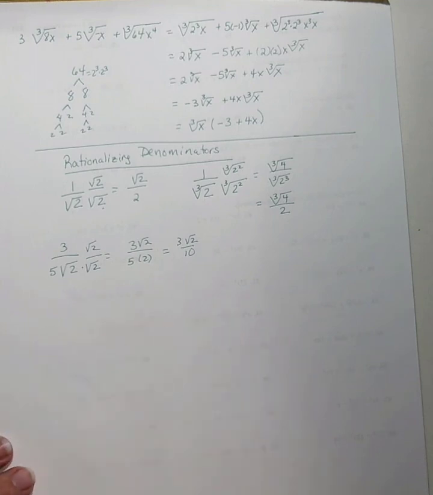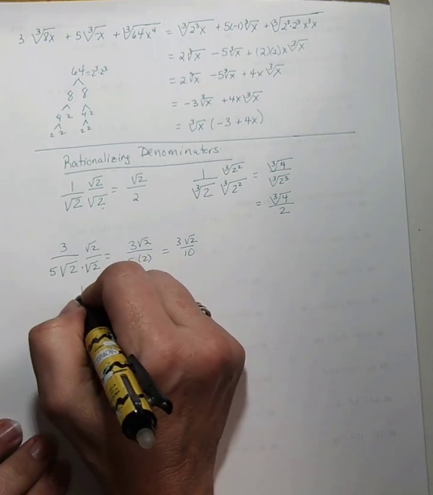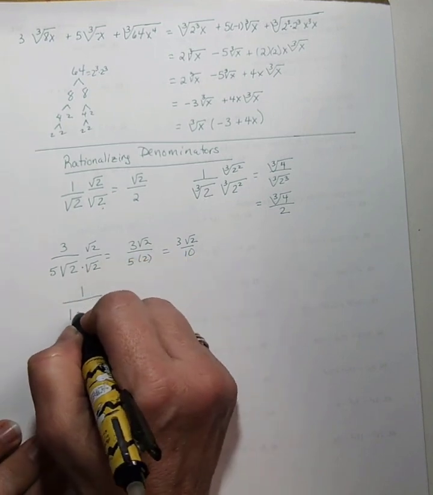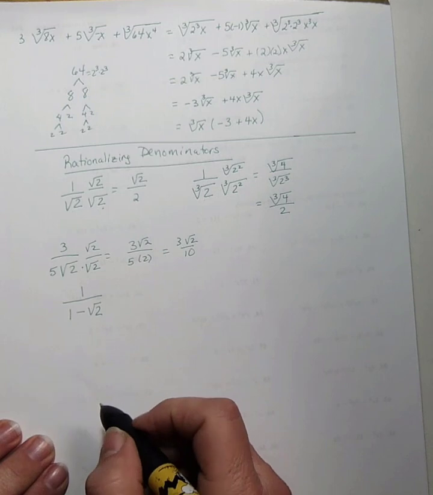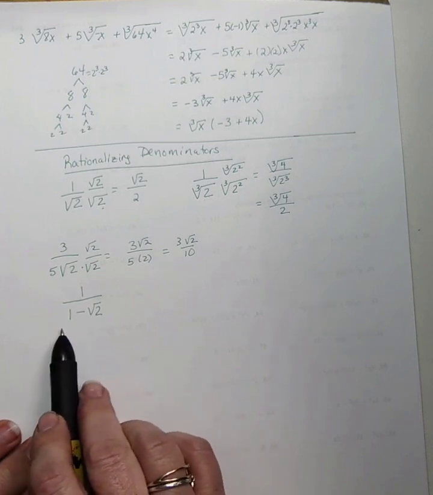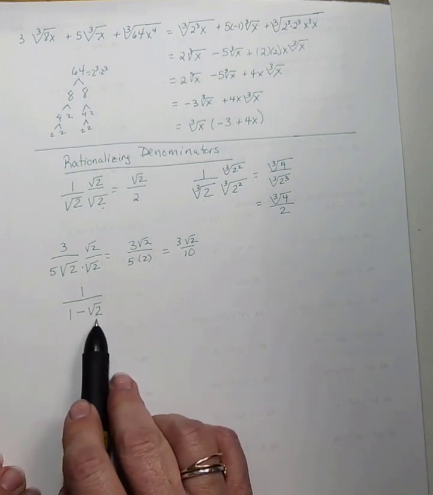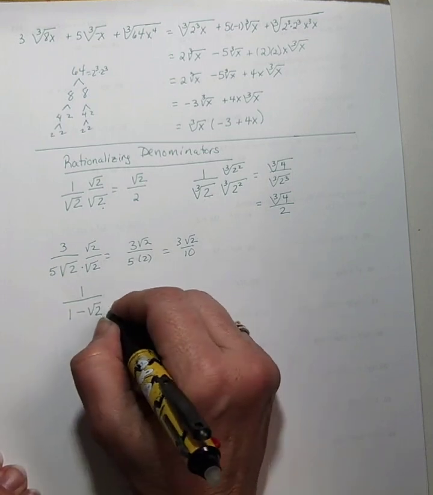Now what if the denominator is a little bit even more complicated? So I had something like this: 1 over 1 minus the square root of 2. Now I've got to think, what can I do to get rid of that square root of 2? And if you think, okay, I'm just going to multiply by the square root of 2.